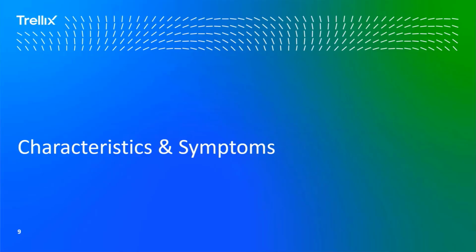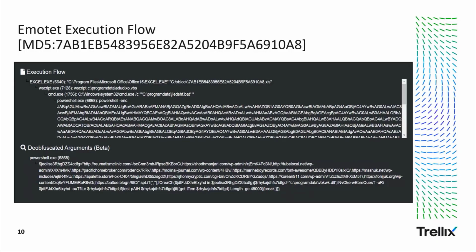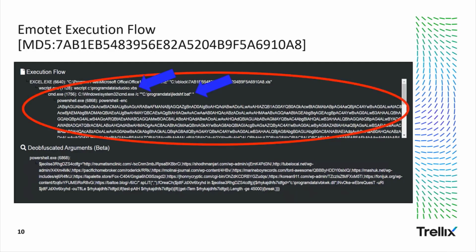Up next, let's take a look at the characteristics and symptoms. In this case, we're going to look at three common payloads that I've seen through various samples that I've sandboxed. However, we're going to have 4 samples, but there are just going to be 3 common payloads. As for the first sample, upon executing the Excel spreadsheet, it invokes WScript to run a malicious obfuscated VBS file from the C program data directory. The VBS in turn executes a malicious BAT file from the same working directory, invoking PowerShell to run a base64 encoded command.